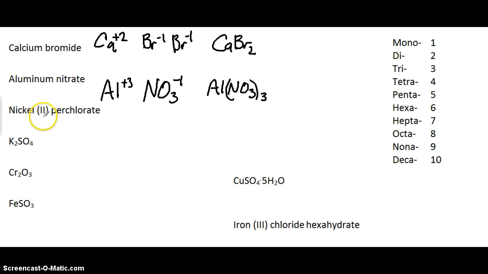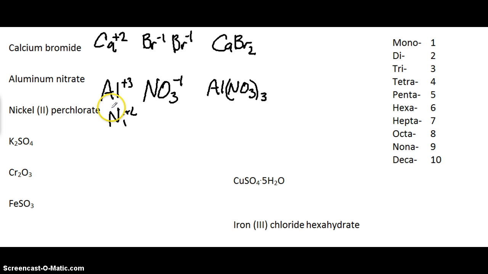If it can have several different charges, when you write the name, which we'll do here in a moment, you must include a Roman numeral so people know, is this nickel 2 or nickel 3? But this Roman numeral will always be referring to the metal in front. So what this is telling me is I have nickel and it has a +2 charge.